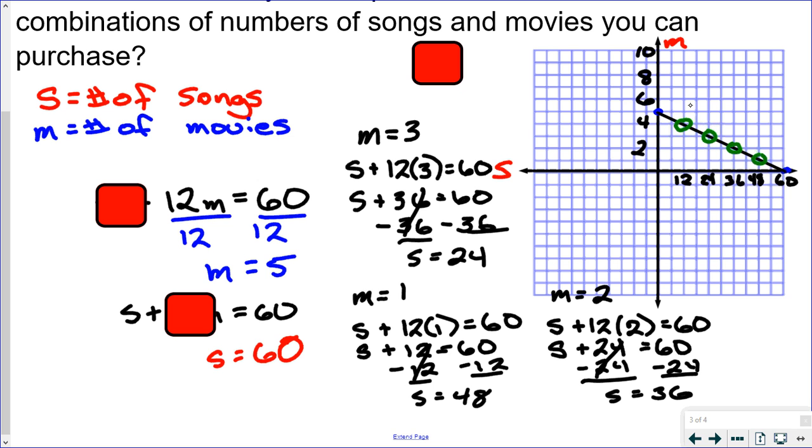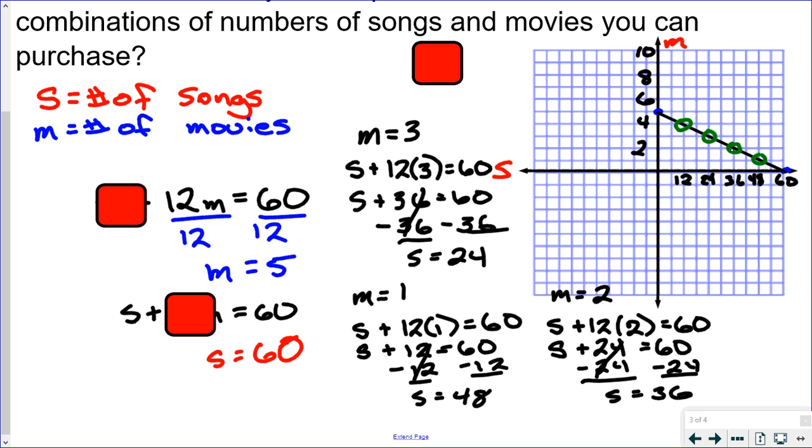The coordinate of this point is 4 movies and 12 songs. That wasn't one of the ones we came up with. Let's look at this one. This one's 3 movies and 24 songs. We did get that one right here. And then 2 movies and 36 songs. So that's how you can get the information off of the graph.